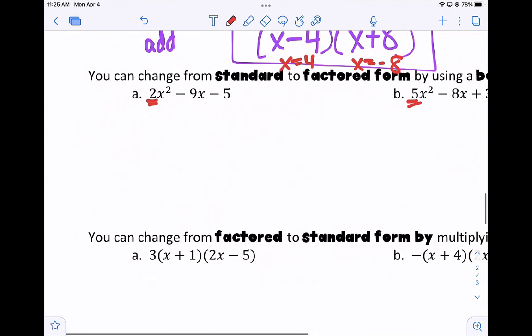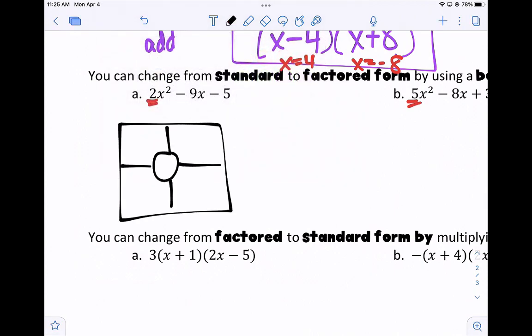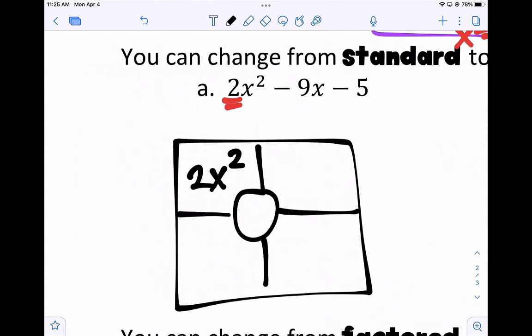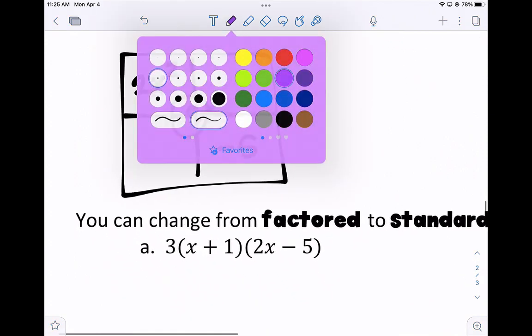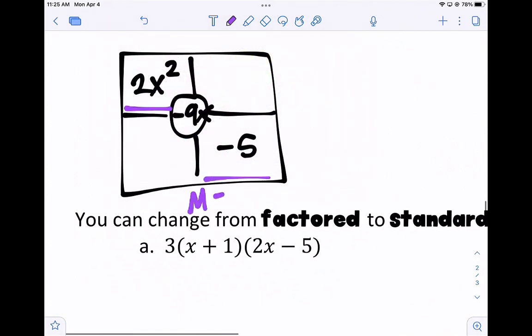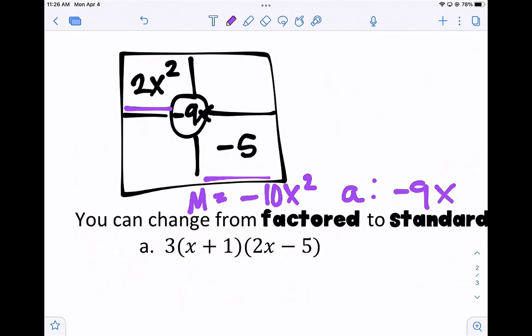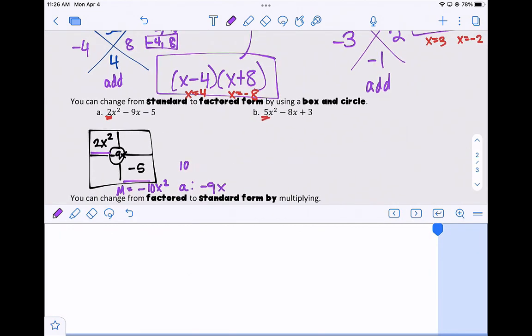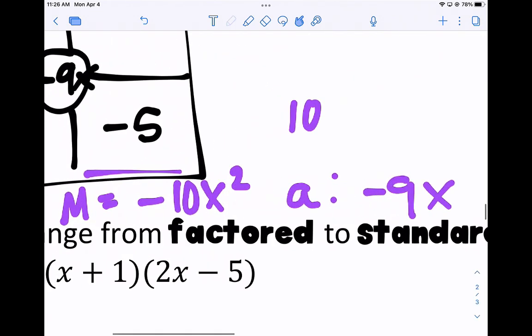So let's use a box and circle. In a box and circle, put a circle in the middle, and we start in the upper left-hand corner. 2x squared, negative 9x, negative 5. And we want to know what multiplies to negative 10x squared that adds to the middle circle, negative 9x. So it multiplies to negative 10x that adds to negative 9, and that would be 10x and 1x. Which one do we have to make negative, so it adds to negative 9x? That would be the 10.